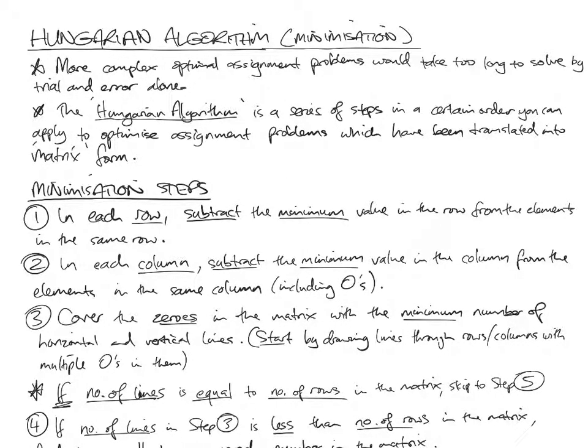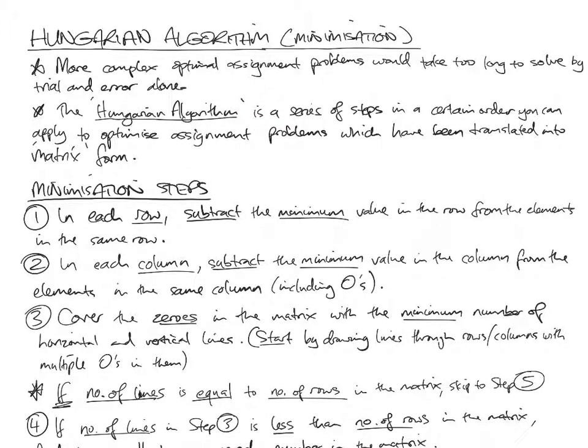This is another video. This one is on the Hungarian algorithm and minimization using the Hungarian algorithm. So I've been alluding to the fact that we are going to learn about a more systematic method of optimizing or doing optimal assignment problems without using trial and error. This is known as the Hungarian algorithm, the one that we're going to use, because more complex optimal assignment problems would take too long to solve by trial and error alone or just doing them by eye.